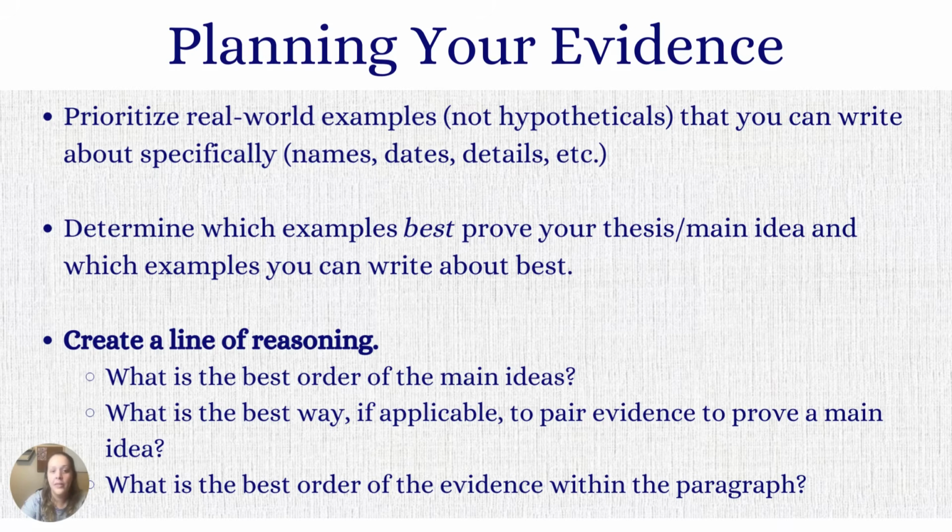Something else you want to ask yourself is what is the best way, if applicable, to pair evidence to prove a main idea? So remember that we were talking about how sometimes you might have one example as your evidence and you might develop it into your whole paragraph, but other times you might have 2 related examples to have layers of evidence and commentary. If the latter is the case and you're having 2 examples in the same paragraph, you want to think about the best pair of evidence and also what order that evidence should be in. So are you going to tell it in chronological order or reverse chronological order? Basically, you want to ask yourself which evidence should come first and which evidence should come second, and how am I going to transition between the 2?